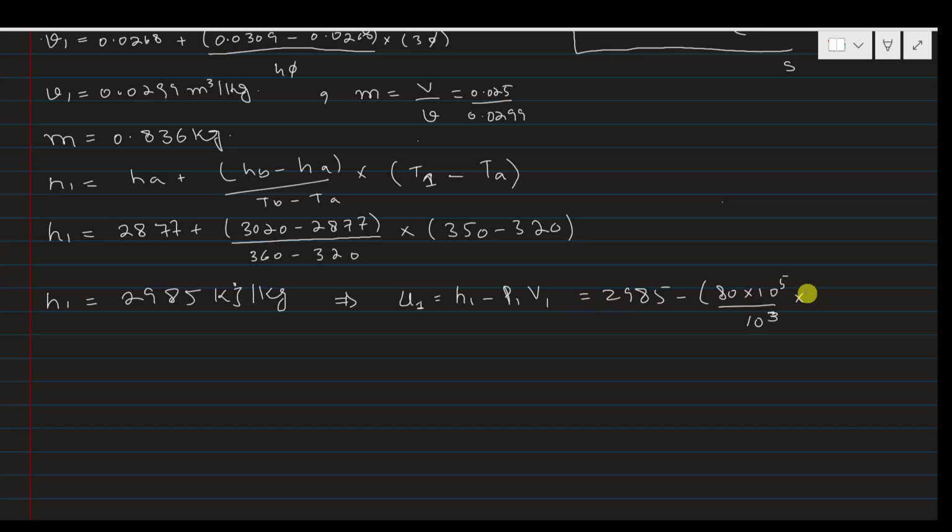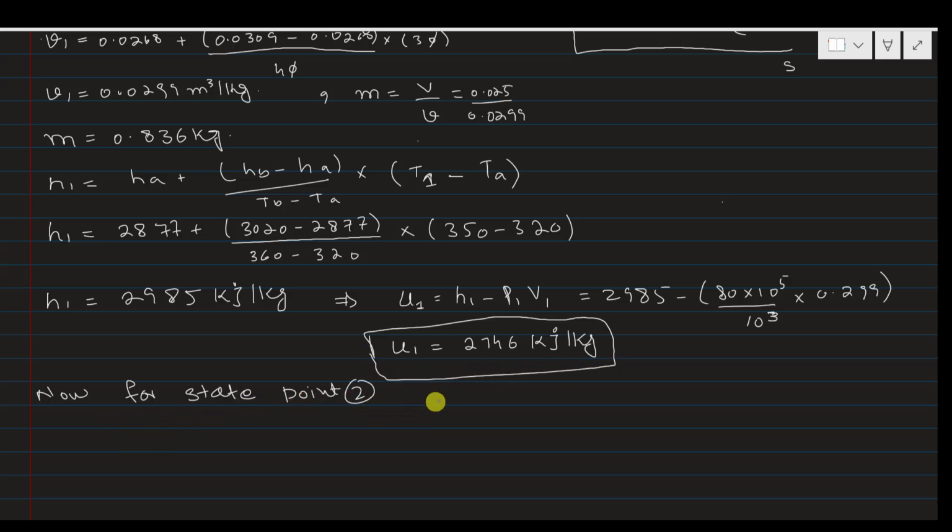And next is the volume. What was the volume? Sorry, it's a specific volume, not a volume, remember. What is the specific volume? That is 0.0299. So after simplification, the internal energy you will get is 2746 kilojoule per kg. This is the internal energy at state point 1.